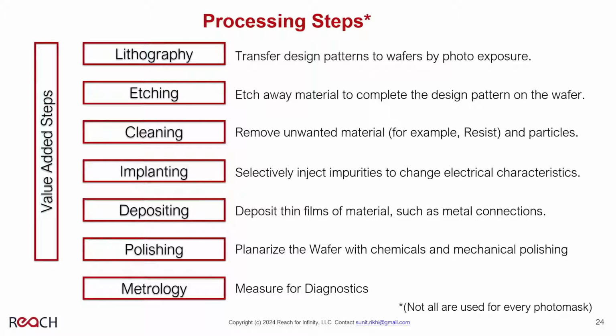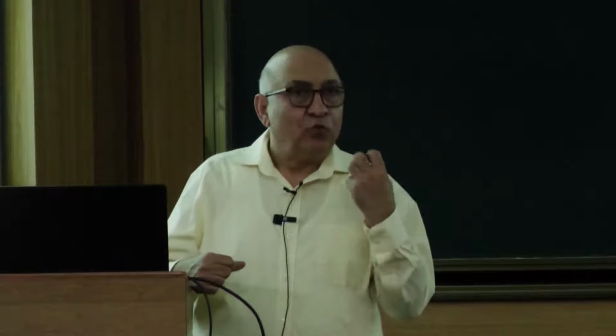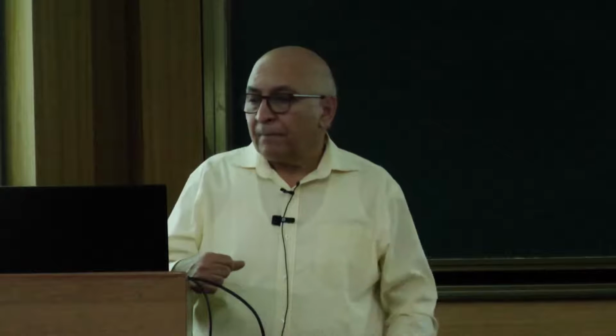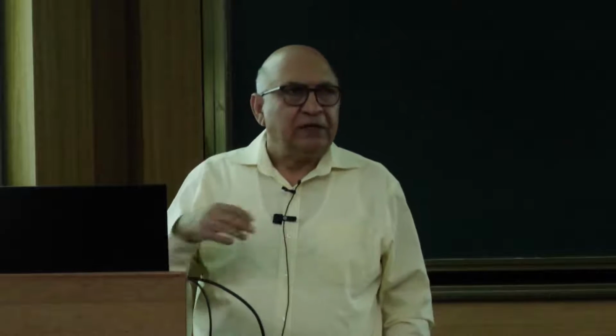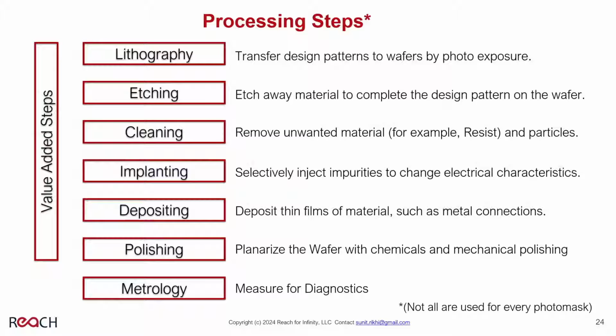Implanting is a very specific step which implants impurities into the silicon to change its electrical characteristics. And this is the physics trick that we use to make the transistors behave exactly the way we want them to behave, in terms of speed, in terms of how fast it allows various regions to let electrons move or not move.